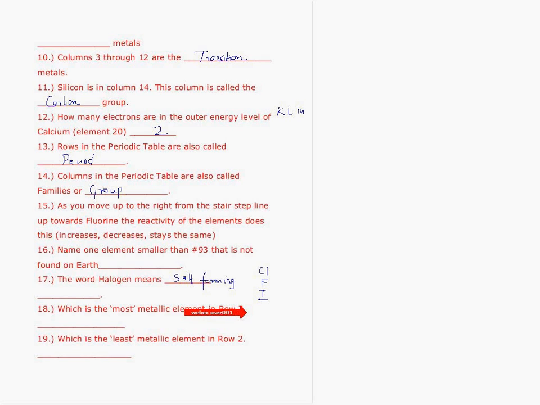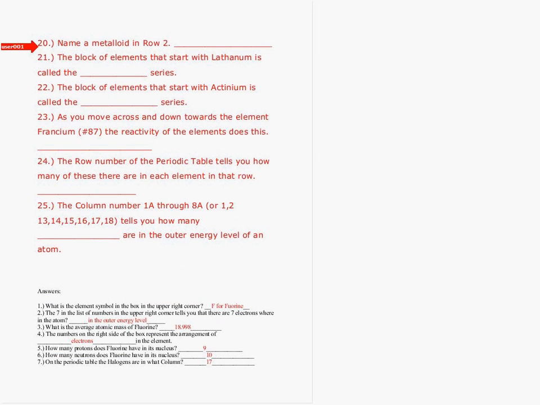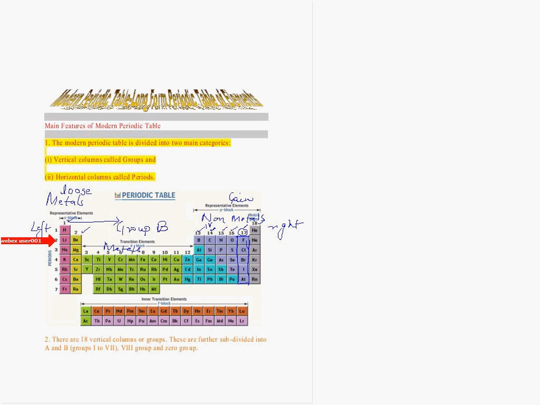So these were these questions. I think we have a few more questions. Let us see. Name a metalloid in row 2. That is easy. These are all metalloids. Where is row 2? This is row 2. So, carbon.